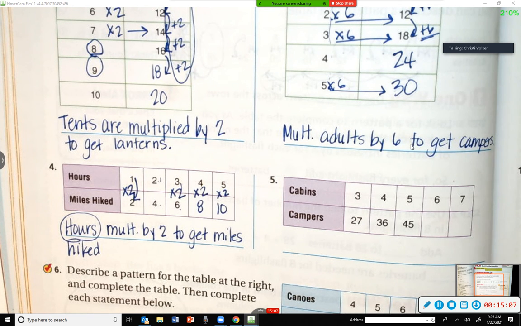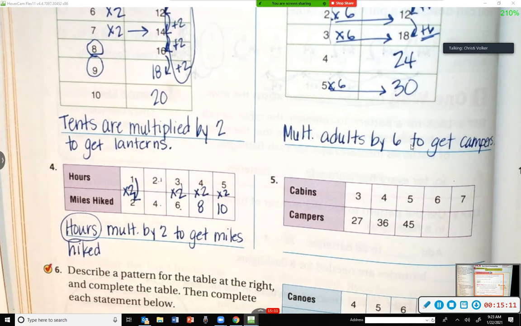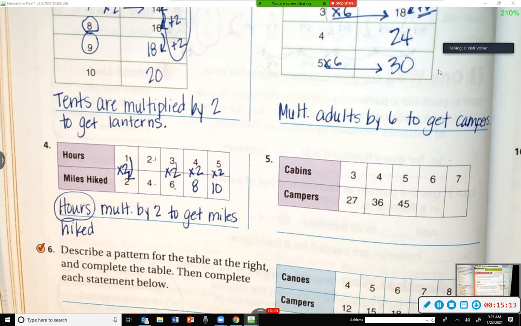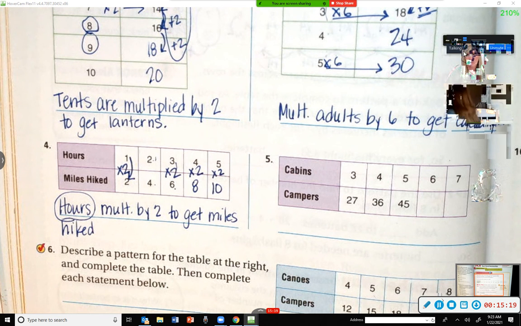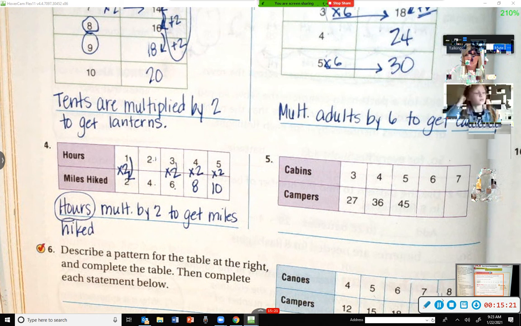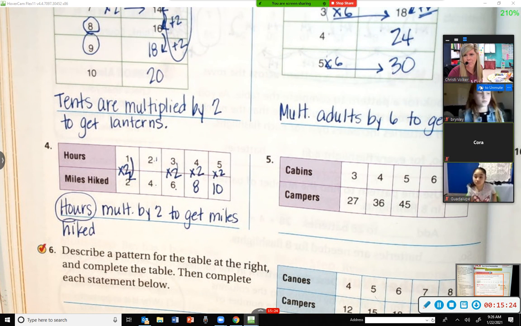Okay, just a few more. Do you guys want to try 5 and 6 on your own? Yes. Okay, try those on your own, and then we'll come back and check them together. Okay, we're gonna, hold on, let me unmute. Can y'all hear me now? Okay, we're gonna go ahead and go over these two.